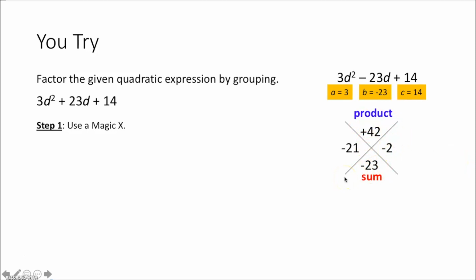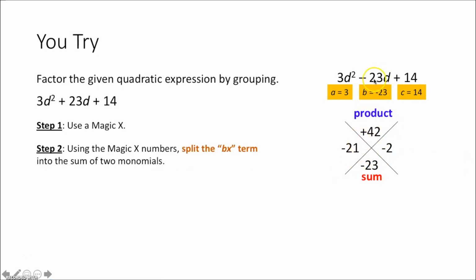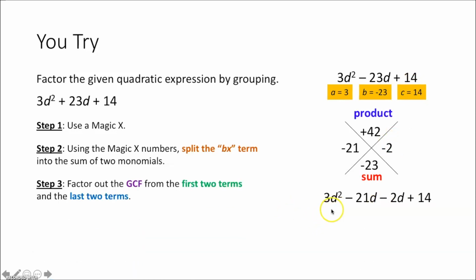Now that you have your two numbers, you're going to split that middle term, that bx term. So here in this case, we're going to write 3d squared, and instead of writing minus 23d, we're going to write minus 21d minus 2d plus 14. Now that we've done that, we can factor out the GCF from the first two terms. So what can we take out from the first two terms? Well, they're both divisible by 3, and they both have a d. So we'll write 3d in front of a set of parentheses.